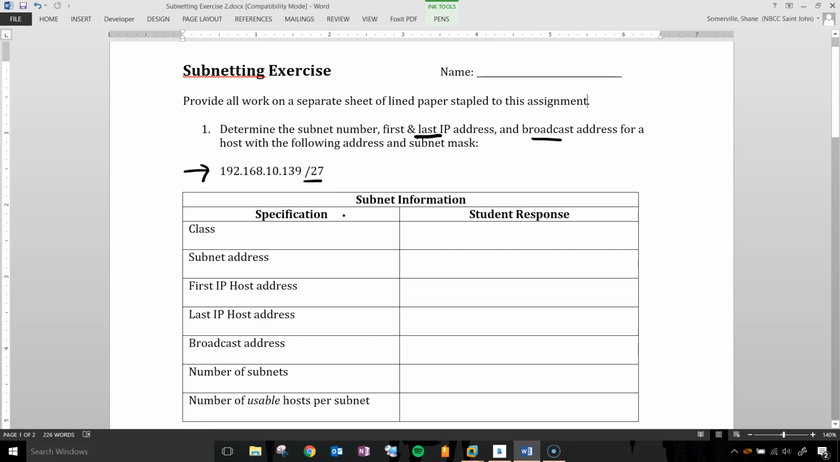So you would need to be able to take that IP address and mask and determine what the class, the subnet address, first and last host, broadcast, the number of subnets, and the number of usable hosts per subnet. Okay, this is a common problem in network administration. So let's go through how to figure this out. So you had, what was it, 192.168.10.139/27.